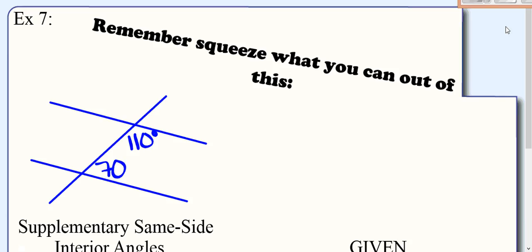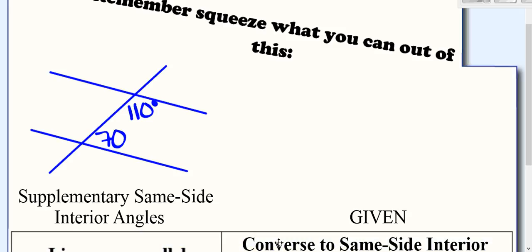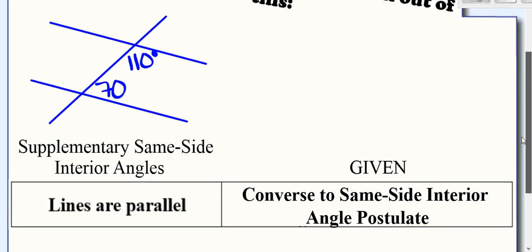Then the third type of angle in parallel lines with transversal is the same side interior. If you know that they're supplementary, then you know the lines are parallel by the converse of same side interior.